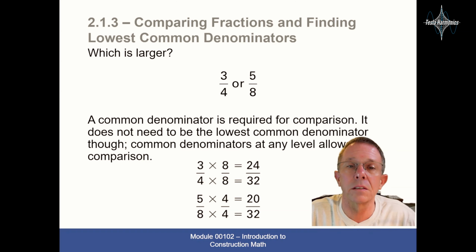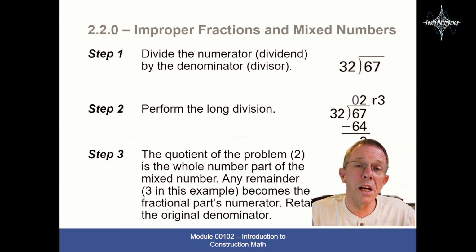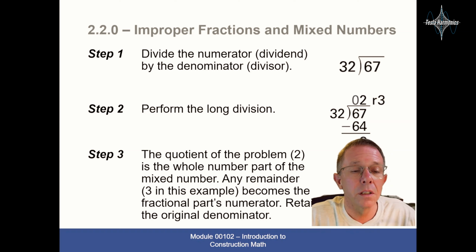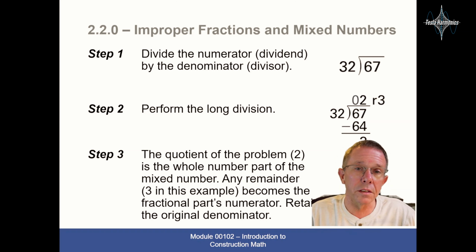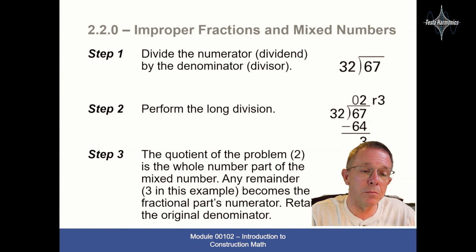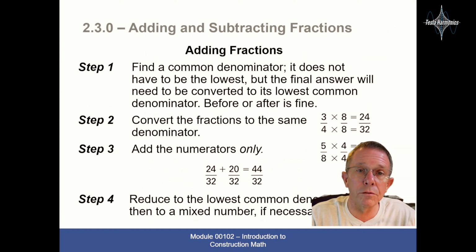Improper fractions and mixed numbers. Step 1, divide the numerator, or dividend, by the denominator, which is the divisor. Step 2, perform the long division. Step 3, the quotient of the problem, which is 2, is the whole number part of the mixed number. Any remainder, 3 in this example, becomes the fractional part's numerator. Retain the original denominator.